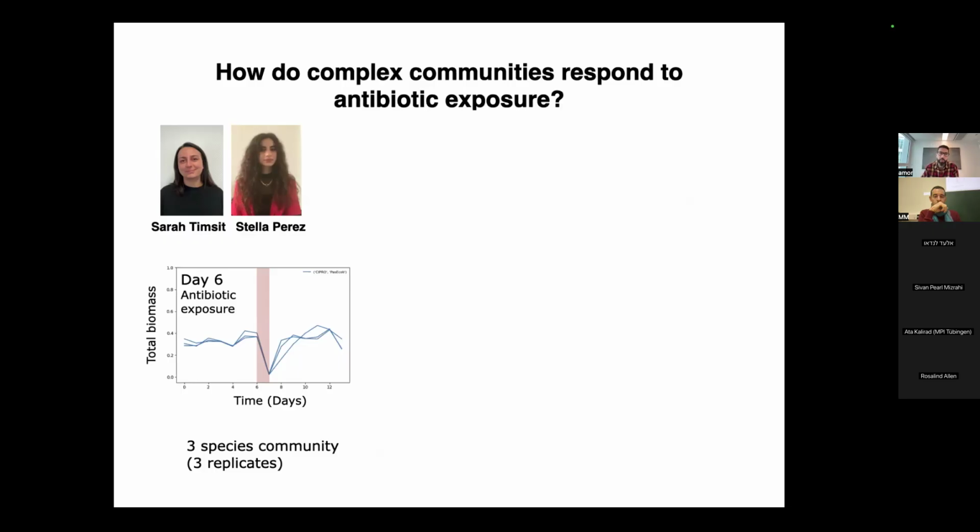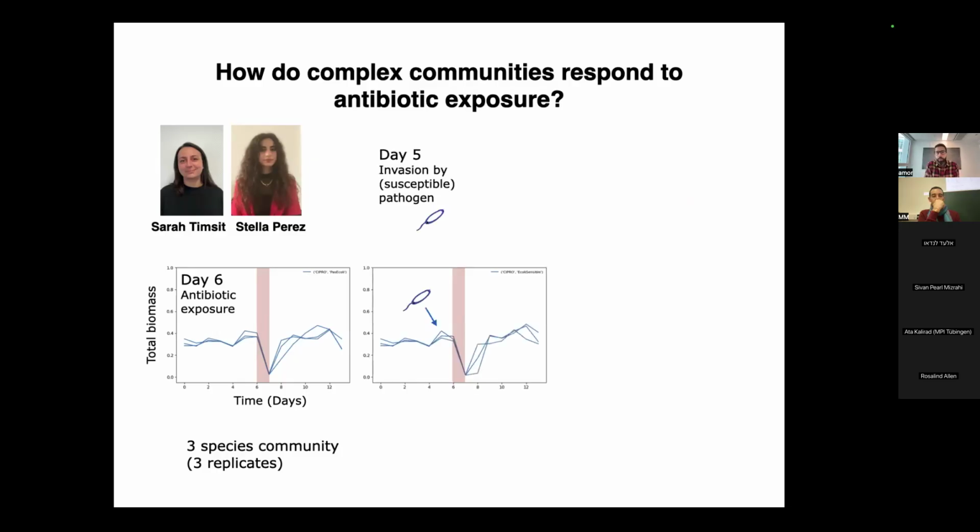So here we have communities with different species. I'm showing you the case of a 3-species community, and we see the time series for the total biomass, which we measure through the OD, over several days. And then at day 6, you see this red rectangle. At day 6, we apply an antibiotic shock, and we see the total biomass going down. Then we remove the antibiotics, and we see that the biomass can progressively recover.